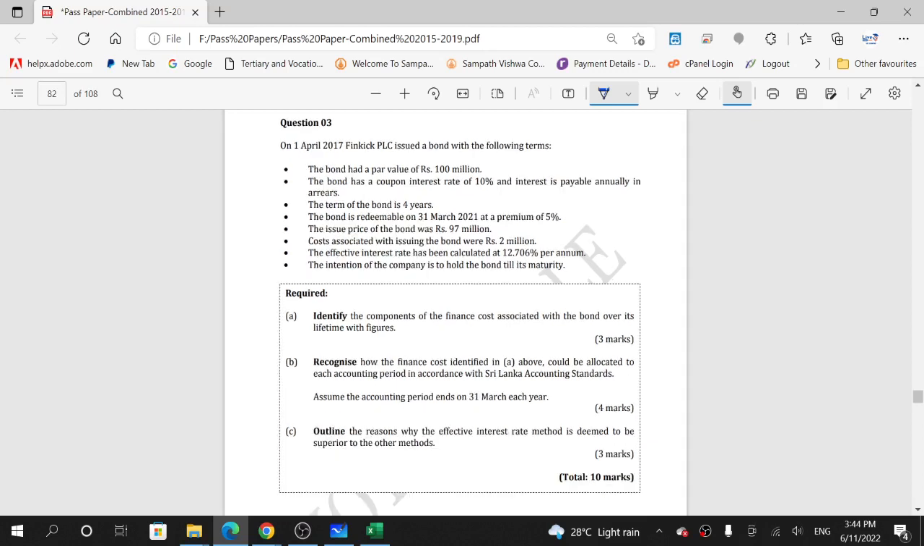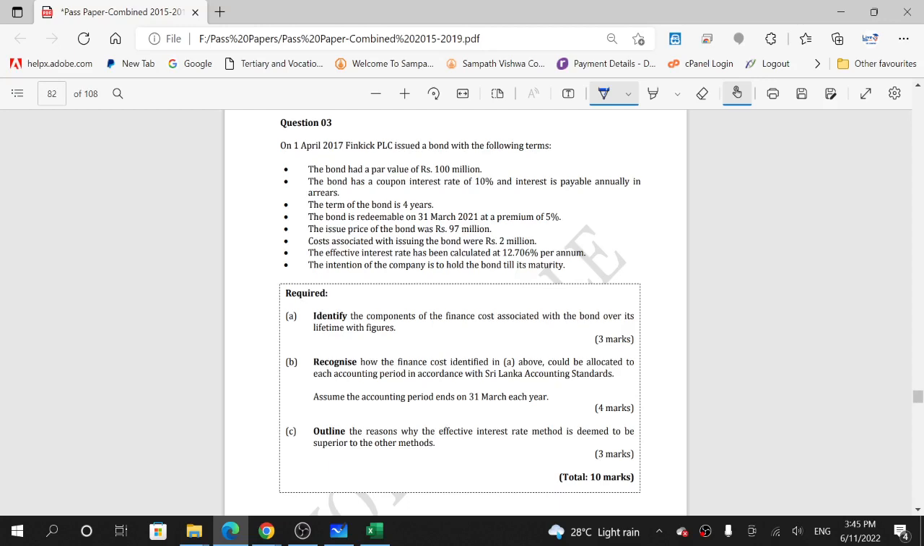On 1st April 2017, FinKick PLC issued a bond with the following terms. The bond had a par value of 100 million. The bond has a coupon interest rate of 10% and interest is payable annually in arrears. The term of the bond is 4 years. The bond is redeemable on 31st March 2021 at a premium of 5%. The issue price of the bond was 97 million. Cost associated with the issue of the bond was 2 million. The effective rate of interest has been calculated as 12.706%. The intention of the company is to hold the bond till maturity.